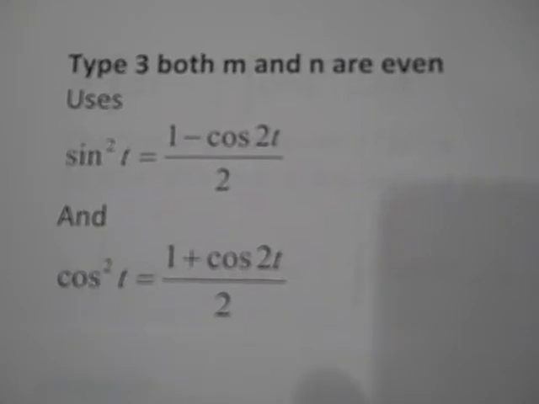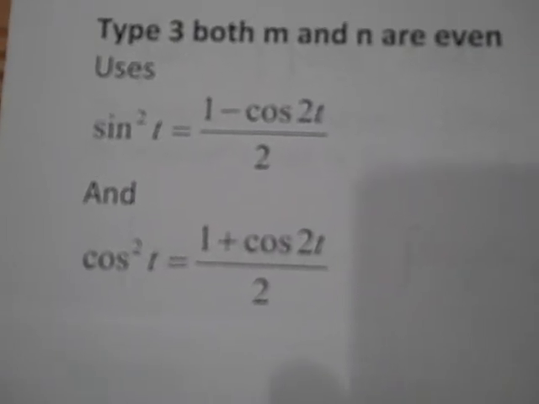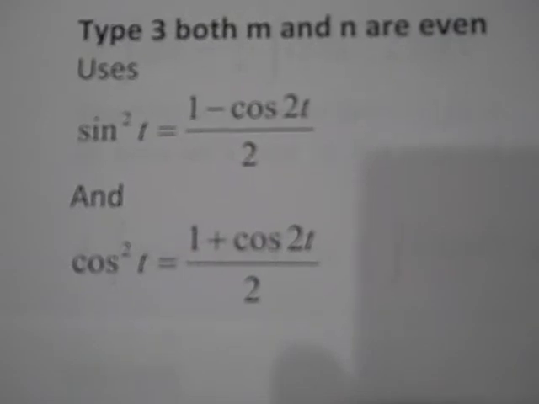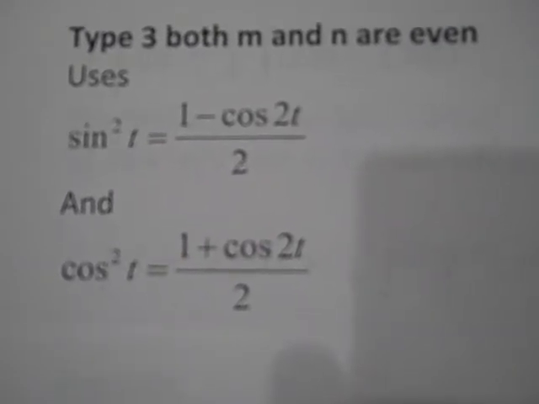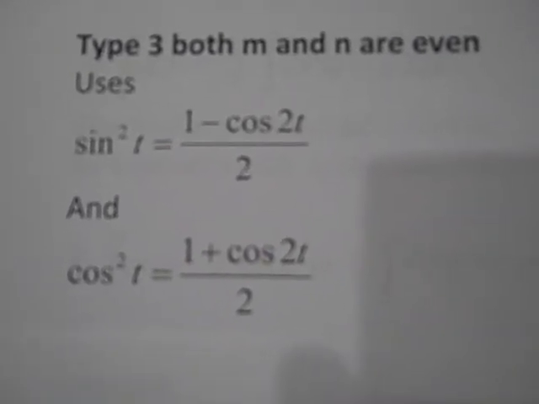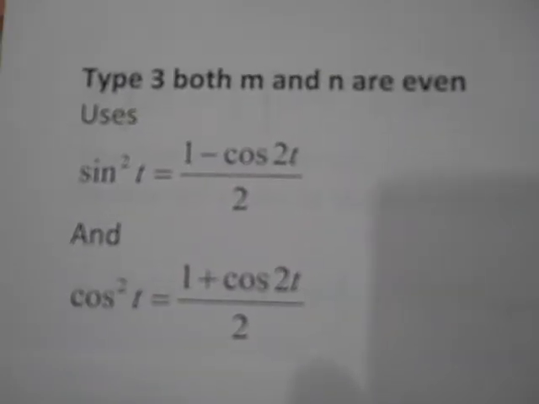Okay, let's look at another type that fits into this category. And that type is one where m and n are both even. So now we're going to have something that looks like sine to the fourth x, cosine to the sixth x, or something like that. Actually, one of those problems is going to be so tedious to work, not necessarily difficult, that I'm not going to work one like that with you. But here are the basic identities. These are the basic identities we're going to use.